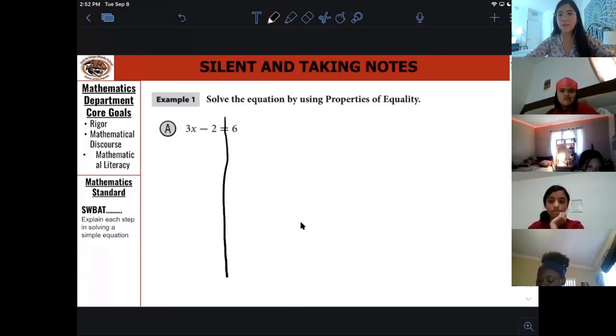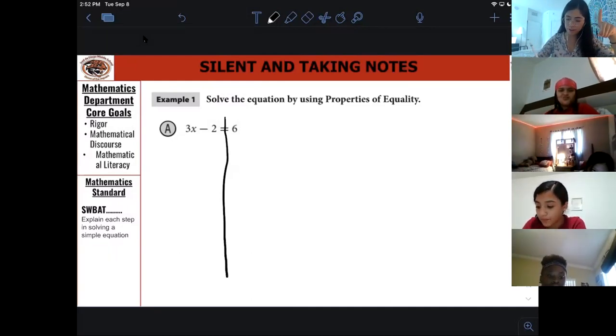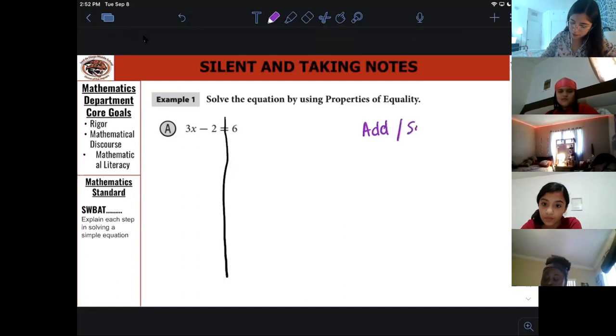Now remember, you're always going to do the opposite. So what operation will I need to do in order to get rid of my 3? Division. That's going to be division. And then in order to get rid of my 2, I'm going to need to add. And the order that you do this in is very, very important. So I'm going to write this down over here. You're always going to add or subtract first, and after you add or subtract, that's when you can divide or multiply.